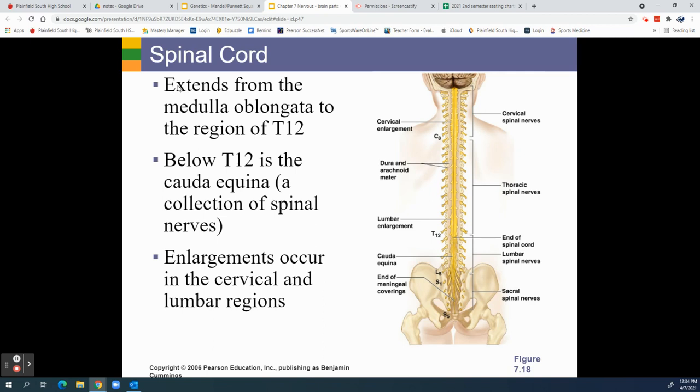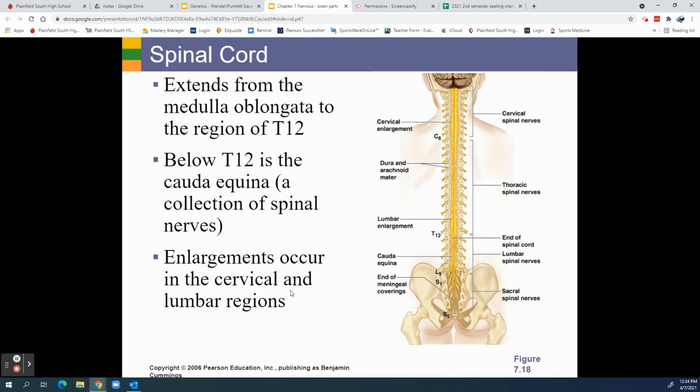The spinal cord itself is going to extend from the base of the brain, which is called the medulla oblongata, all the way to about T12. That's the 12th thoracic vertebra, right before we get into our lumbar vertebra. Anything below T12 is referred to as the cauda equina. The cauda equina essentially equates to a horse's tail. Everything below that looks like the tail of a horse, and it's just the collection of spinal nerves that then run out into the lower extremities as well as the lower half of the abdomen.